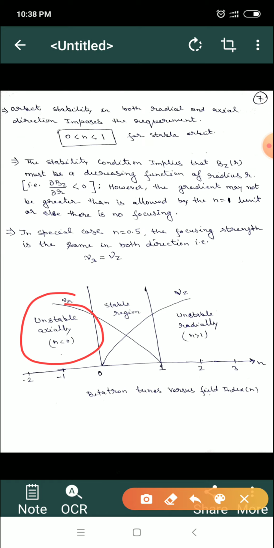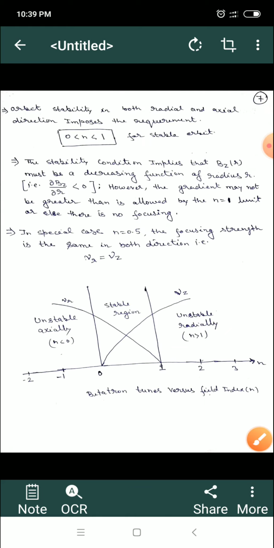So that means if you want to focus the charged particle motion in a circular orbit, we have to design the magnetic field in such a way that the field index always lies between 0 and 1. If n is greater than 1, it may be axially stable, but it is not radially stable. Similarly, vice versa. That is why this is known as the betatron tune versus the field index.